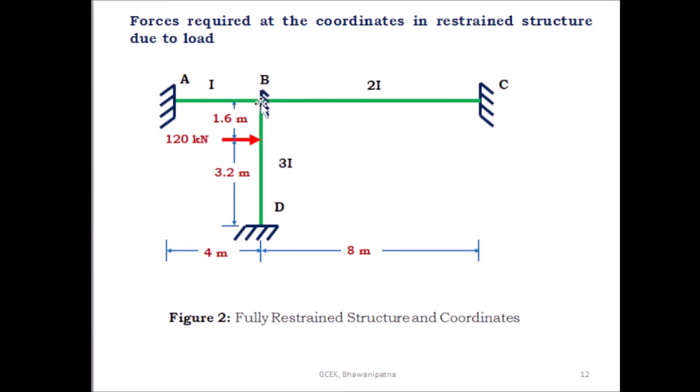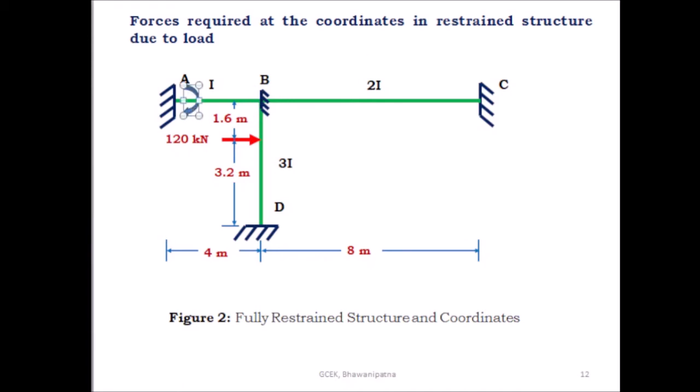So you have to find out the forces at coordinates 1 and 2 due to the applied load, in the fully restrained structure. This is the figure of the fully restrained structure, and the coordinates are given here: this is one coordinate, and this is the other coordinate.